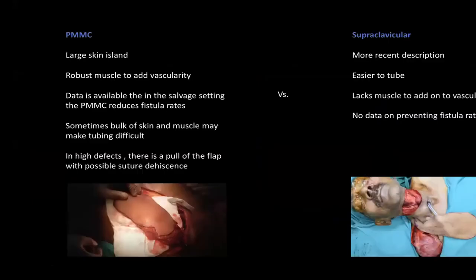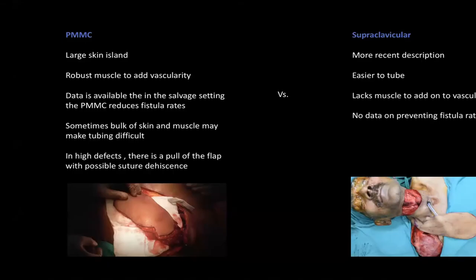So the PMMC has got a larger skin island, obviously, than the supraclavicular if you're considering pharyngeal reconstruction. It's got robust muscle to add to vascularity. The data is available that in a salvage laryngectomy, when the PMMC is used as a skin and muscle flap, there is a reduction in the fistula rates. Sometimes the bulk of skin and muscle may make tubing difficult, and in high defects, the problem is there's always a pull of the flap in these pedicle flaps. In the supraclavicular, there's not much pull, but in a pectoralis major, because of the bulk of the flap, there can be a pull on the flap with suture dehiscence. So you've got to raise a very long and wide flap so that the inset is supple and there is no drag on the suture line in the pectoralis major.